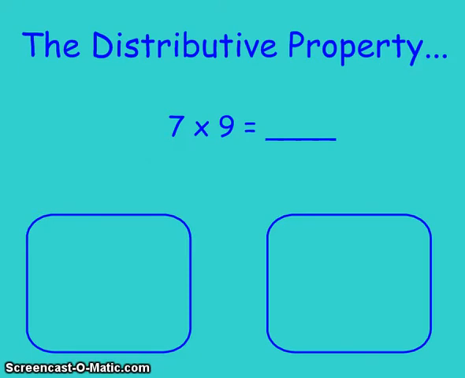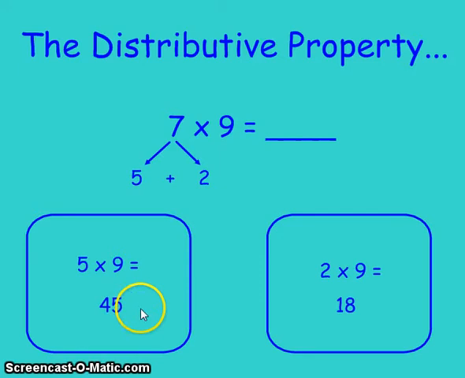Let's review. When I use the distributive property, I can take one of my factors and break it into two nicer numbers to multiply. So I'm going to break 7 into 5 plus 2. So now I can multiply 5 times 9 and 2 times 9. 5 times 9 is 45, and 2 times 9 is 18. When I add my two products back together, I get 63. Remember, when I break the numbers apart, I have to put them back together.